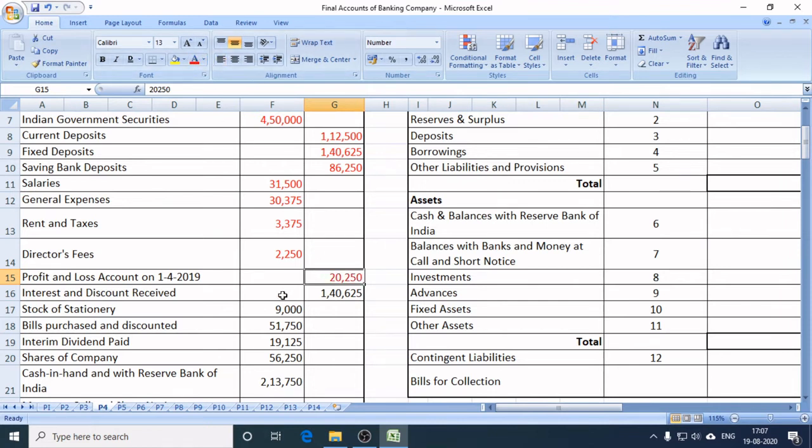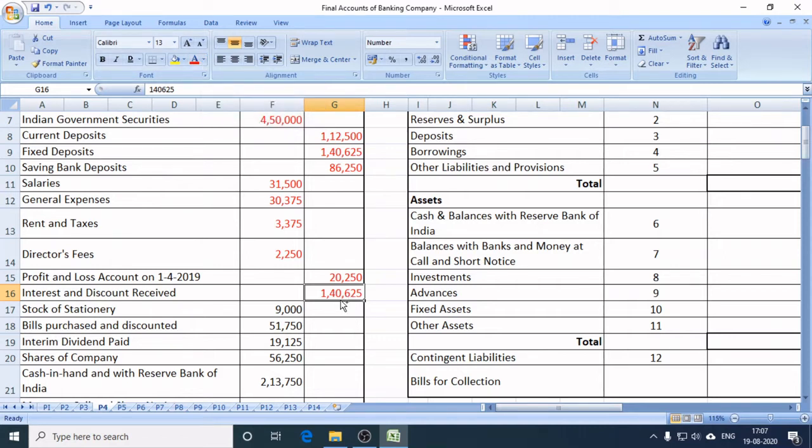Next is interest and discount received. Now see here the wording is interest and discount received. It means what? This bank has received interest and discount. It means this bank has received interest on its loans, and it has received discounts by discounting bills. So what is it? It is an income of a bank. It has a credit balance.